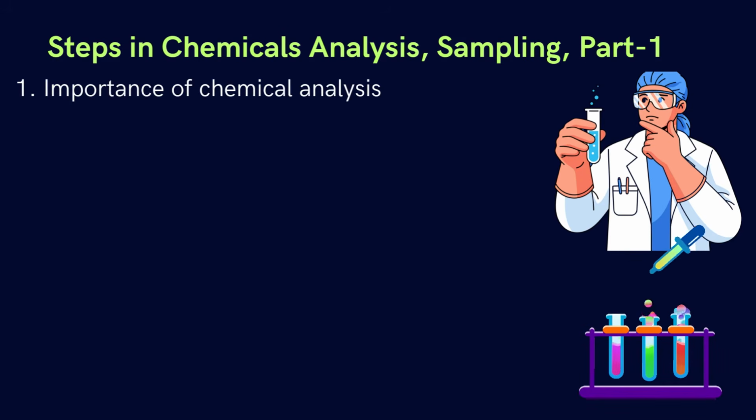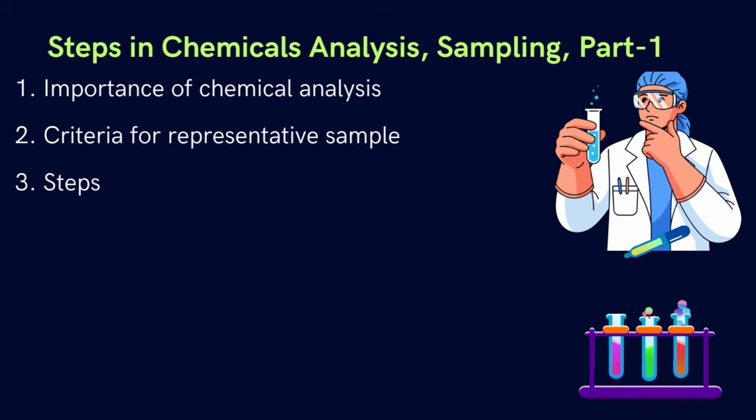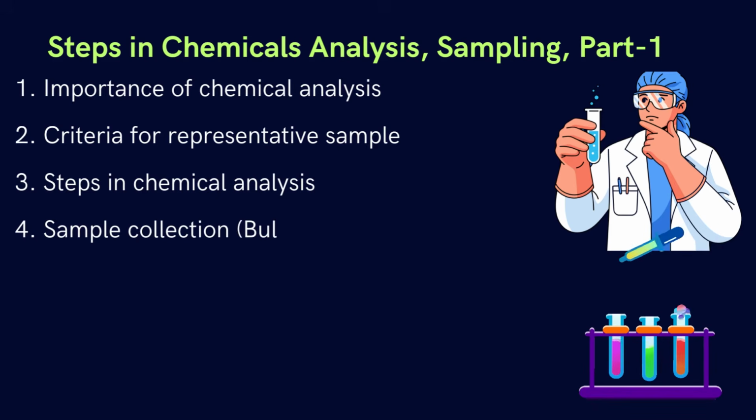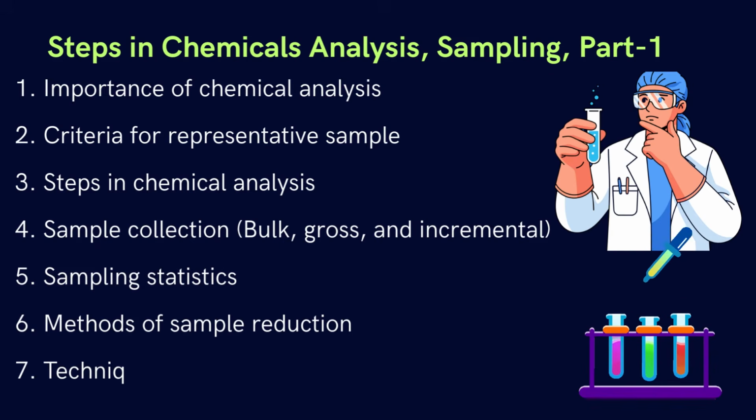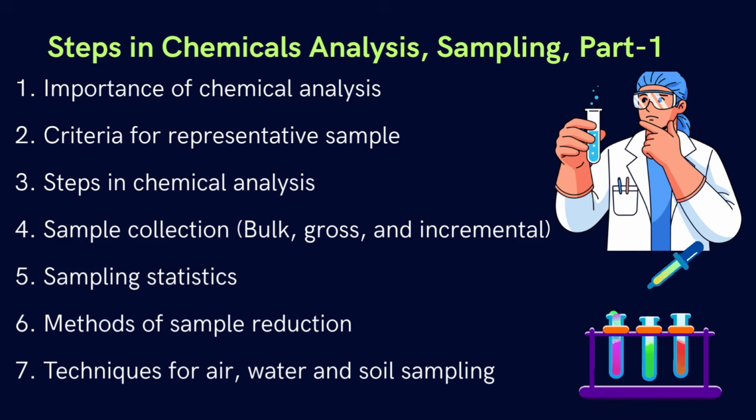First one is Importance of Chemical Analysis. Second one is Criteria for Representative Sample. Third one is Steps in Chemical Analysis. Fourth one is Types of Sample Collection: Bulk, Gross, and Incremental. Fifth one is Sampling Statistics. Sixth one is Methods of Sample Reduction. Seventh one is Techniques for Air, Water and Soil Sampling.